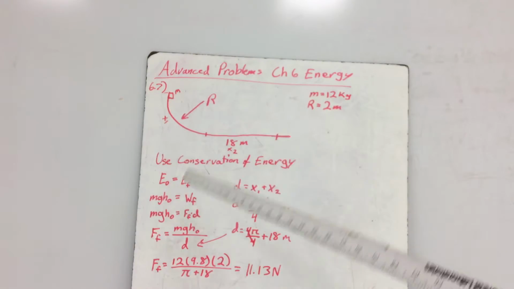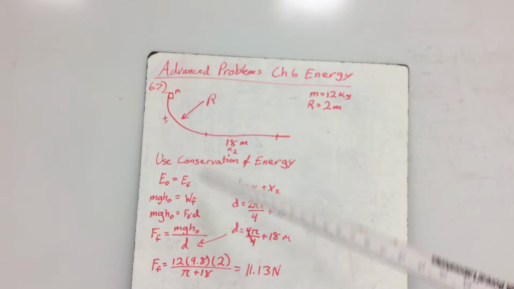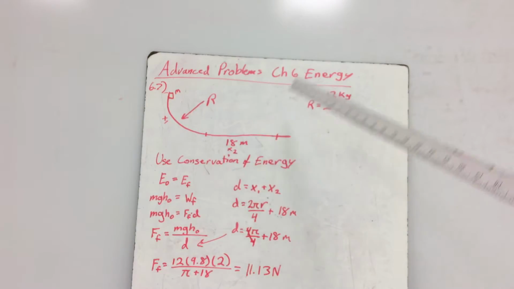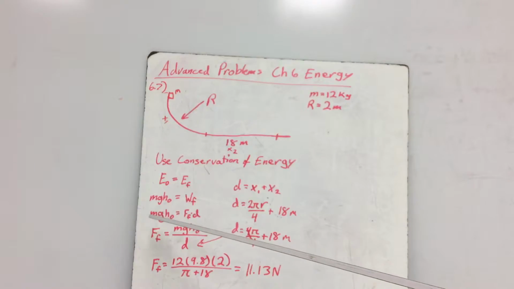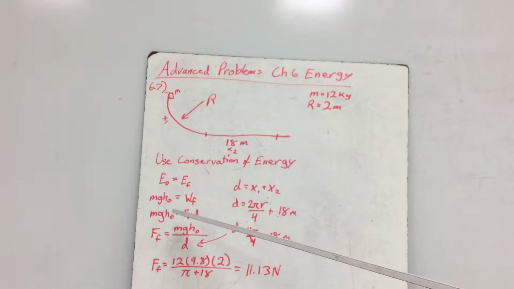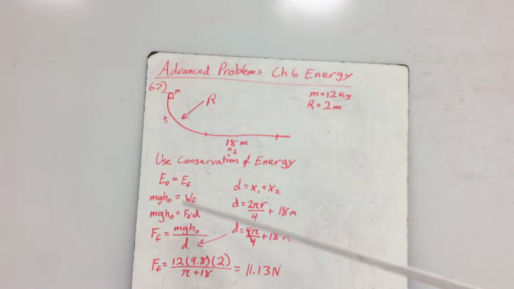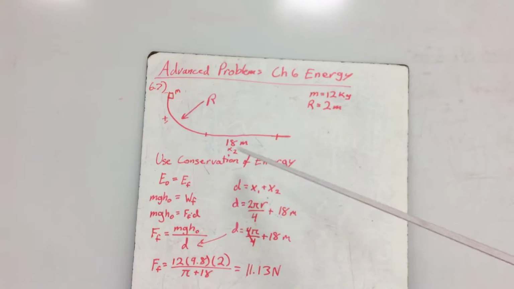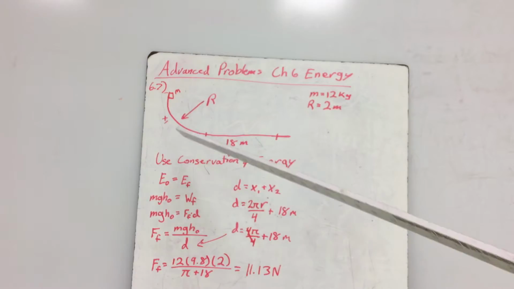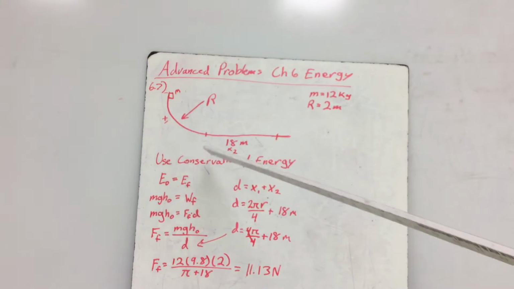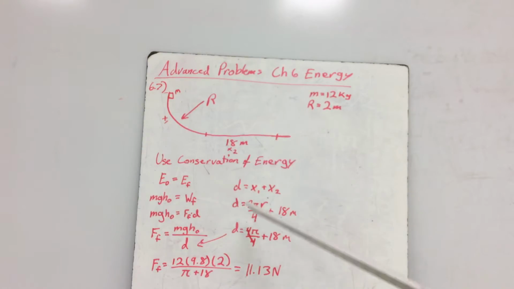And then we have to set that equal to the work of friction, because that will cancel everything out. So initial potential energy equals force of friction times the distance. Now the distance is right over here. It's comprised of x1 and x2. That's what I call this curved incline x1, and the remaining distance x2.